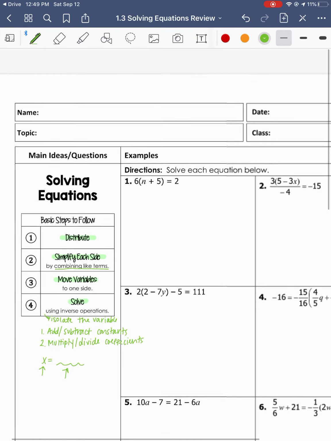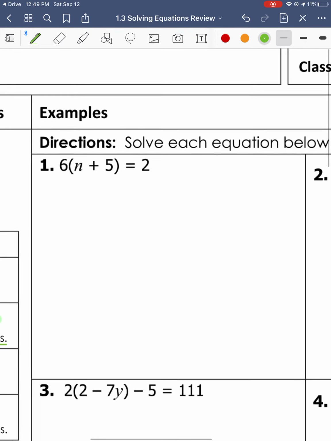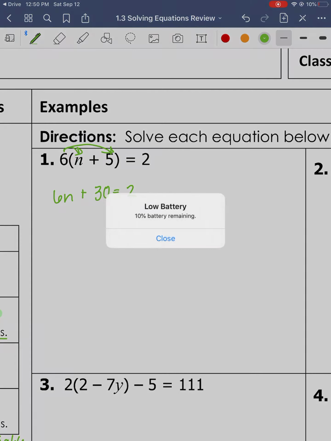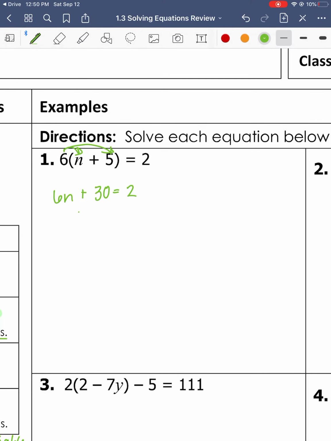Okay, so let's look at example problem number 1. First, we're going to distribute this 6 to both of these terms. So 6 times n is 6n, and then 6 times 5 is 30. That's still equal to 2. Okay, now we have all the variables on one side. Then we want to isolate. First, we're going to add or subtract any constants we have. So since on this side we're adding 30, we're going to do the opposite. So we're going to subtract 30 from each side.